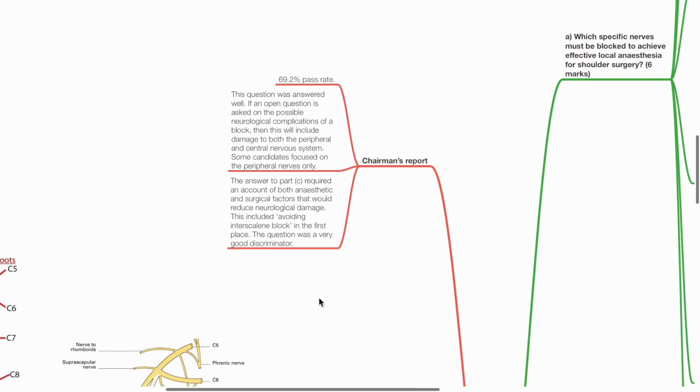Chairman's report: 69.2% pass rate. The question was answered well. If an open question is asked on the possible neurological complications of a block, then this will include damage to both the peripheral and central nervous system. The answer to Part C required an account of both anesthetic and surgical factors that would reduce neurological damage, including avoiding interscalene block in the first place.